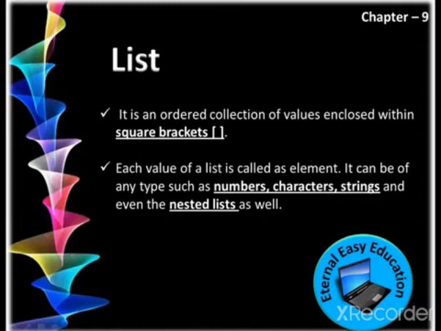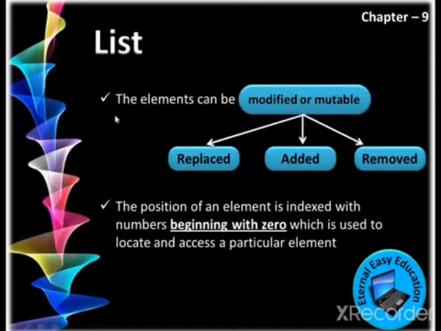So the first, list is a data type. Next, list is a collection of values. Third point, it is enclosed within square bracket. Fourth point, a list can have numbers, characters, strings, even another list within a list. Elements in a list can be replaced, added, removed. So we can replace, we can add, even we can remove an element in a list.